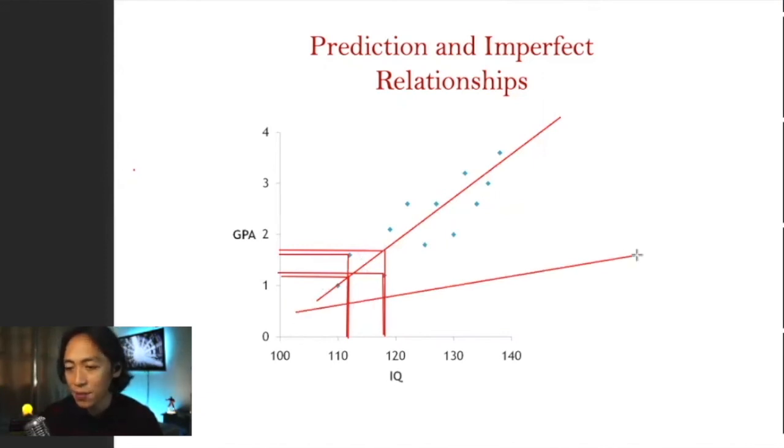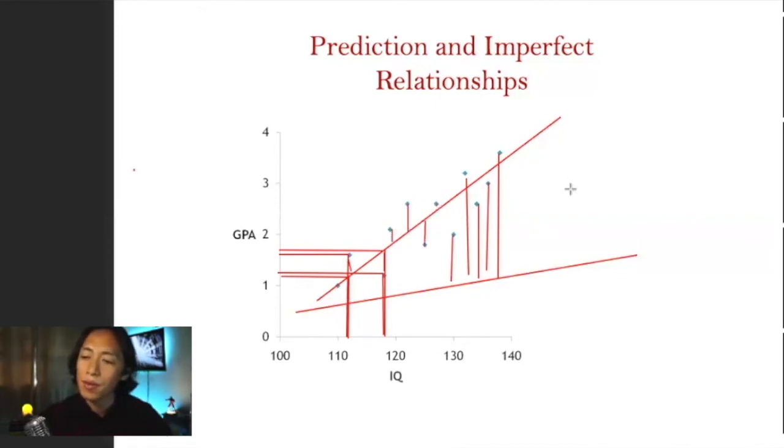If this is the line that we're talking about, then this has lots of errors in it, right? Because the distance of these points from the prediction line, that's the amount of error. So that's a very big error. Huge error. As opposed to this one. Minimal error.